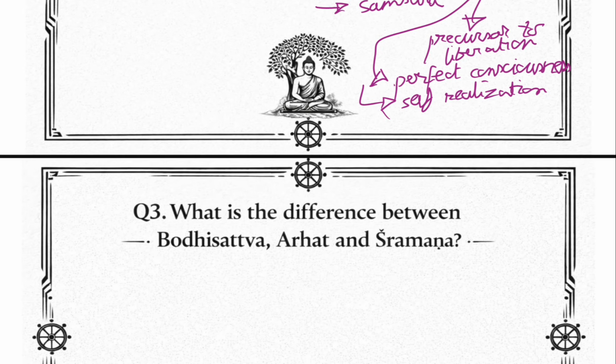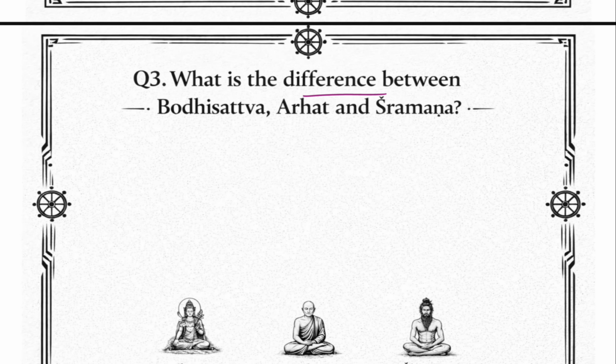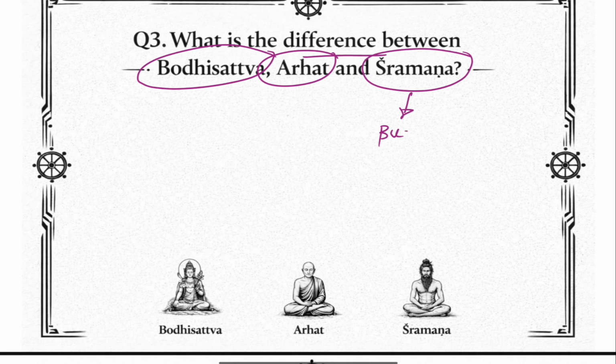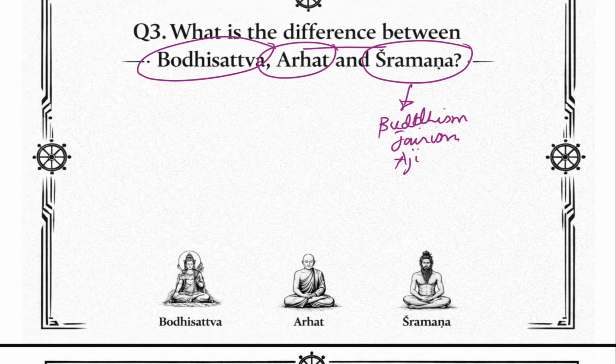The third question we should ask ourselves is, what is the difference between Bodhisattva, Arhat, and Sramana? Śramaṇa refers to non-Vedic ascetic traditions in ancient India. It includes within its fold traditions like Buddhism, Jainism, and other renunciatory traditions like the Ajivika tradition. It rejects Vedic authority and rituals and it emphasizes renunciation, meditation, and self-discipline. Think of the Shramanic tradition as a larger intellectual movement to which Buddhism, Jainism, and Ajivika belong.